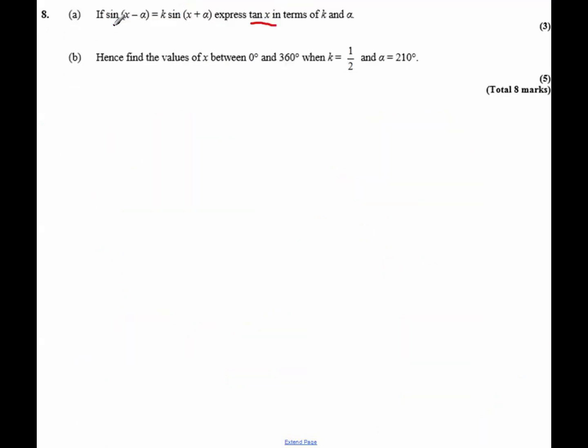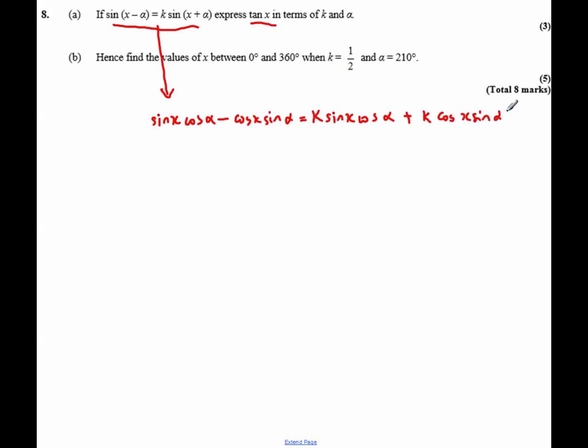We want to get tan x, and we're starting off with this expression. Clearly the first thing we're going to need to do is to expand things out. So here we get sine x cos alpha minus cos x sine alpha, and that's going to be equal to k multiplied by the next two terms, which are the same but with a different sign: sine x cos alpha plus k cos x sine alpha.